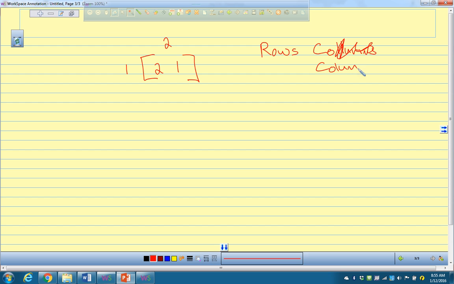Okay, rows then columns. So you say row 1, column 2. If you say this is a 3 by 2 matrix, that would mean you have 3 rows and 2 columns. So it might look something like negative 2, 5, 1, 6, 4, 0. So that'd be a 3 by 2 matrix.